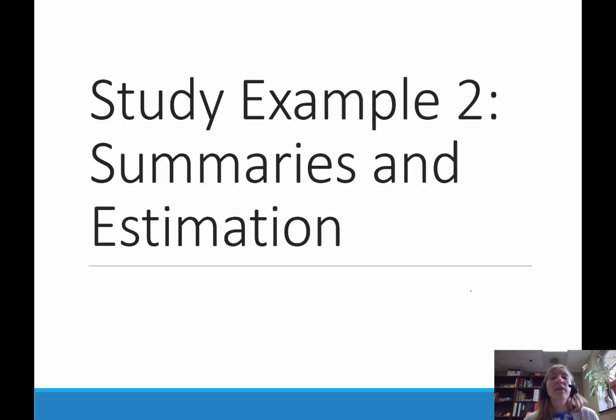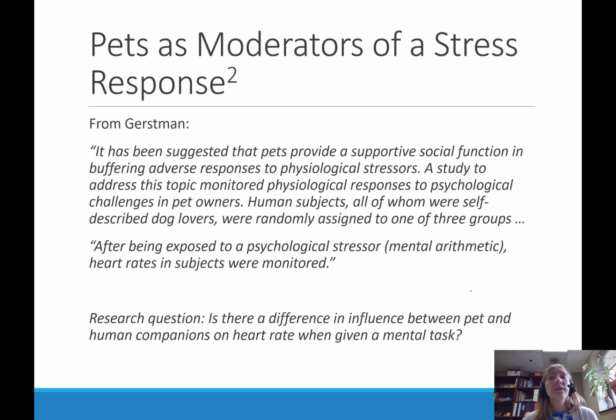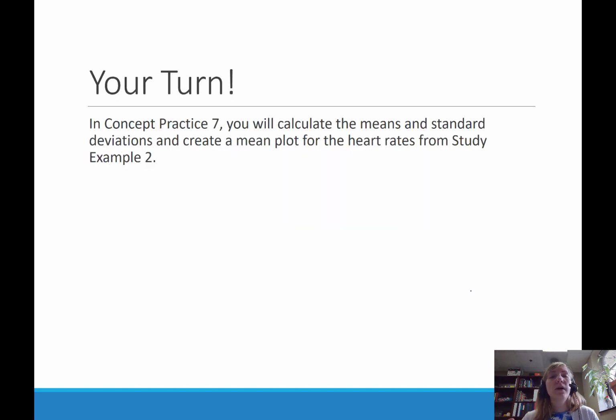Let's discuss summaries and estimation for study example 2. In this example, we are looking at 3 groups: those who had a pet present during the mental task, those who had a human friend present during the mental task, and those who had no one present during the mental task. In Concept Practice 7, you will calculate the means and standard deviations for each of the 3 groups and create a mean plot that summarizes these means and standard deviations. In addition, you will have an extra credit option to create a box plot for the 3 groups, which is detailed in the Concept Practice 7 assignment area.